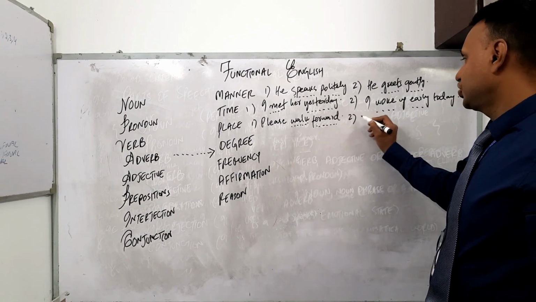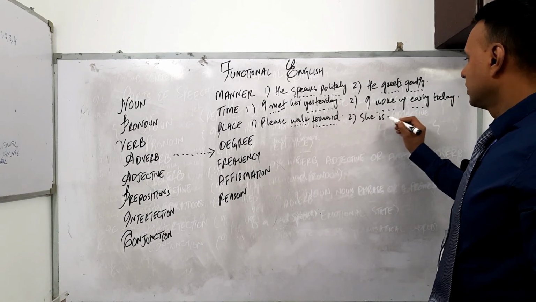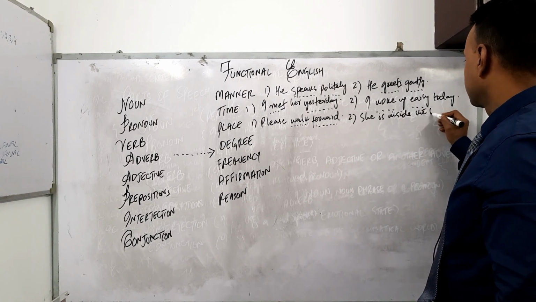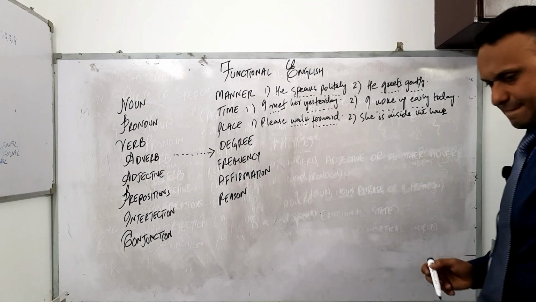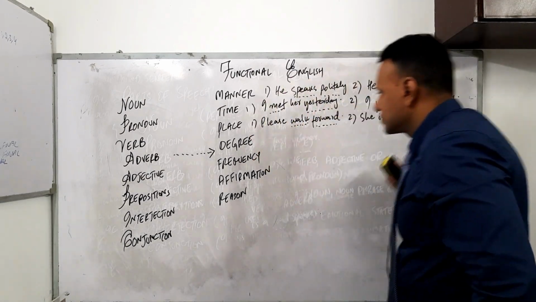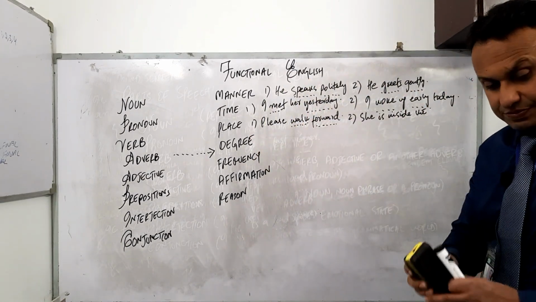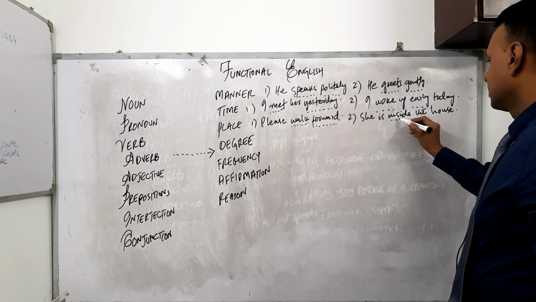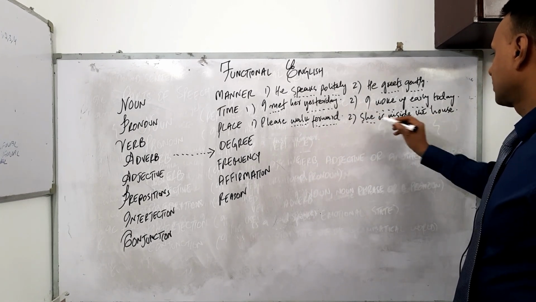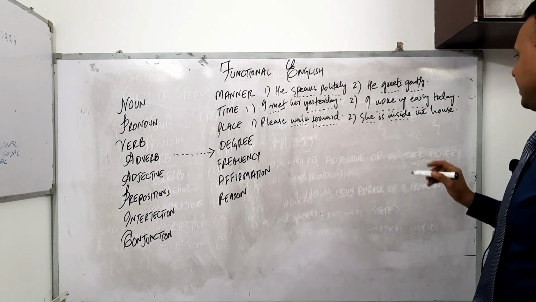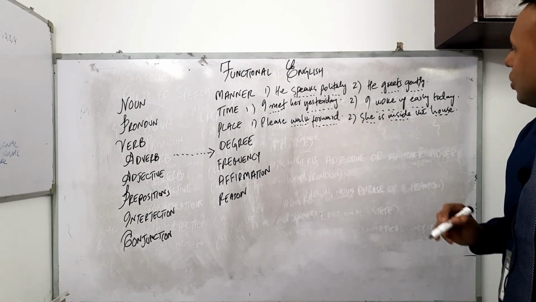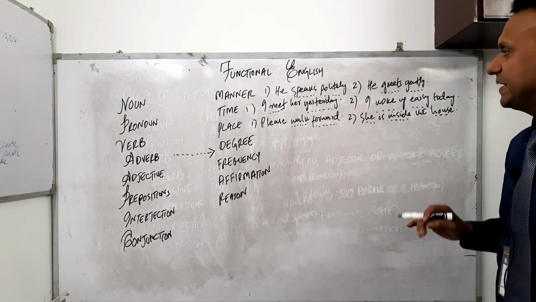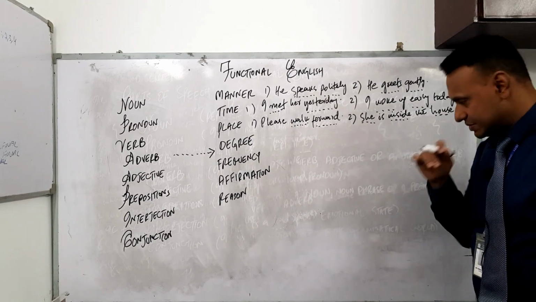How about she is inside the house? Apologies. I'll just remove this one a little bit. She is inside the house. Inside, subject, and that's the verb, and that's the adverb for the place. He's outside, she's inside. That could.